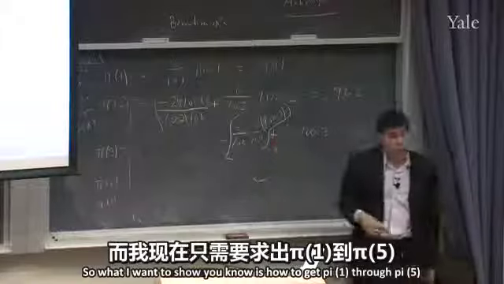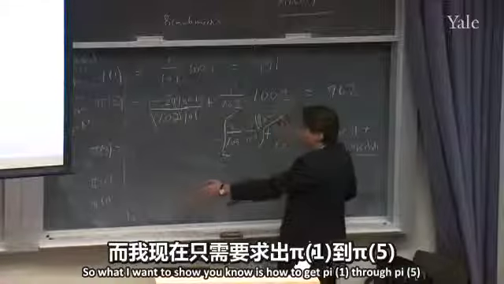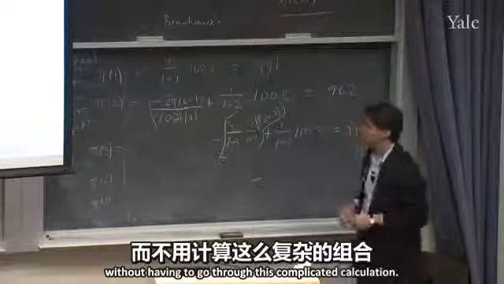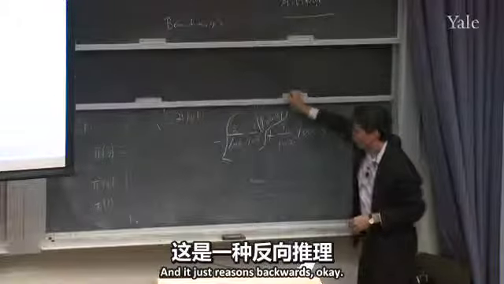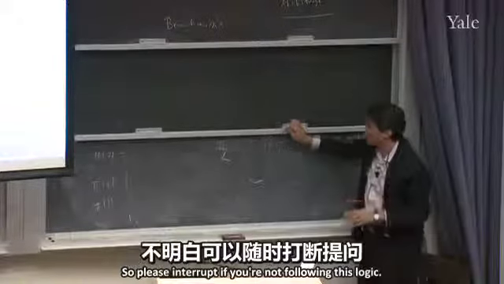So what I want to show you now is how to get pi 1 through pi 5 without having to go through this complicated calculation. And it just reasons backwards. Okay, so please interrupt if you're not following this logic.